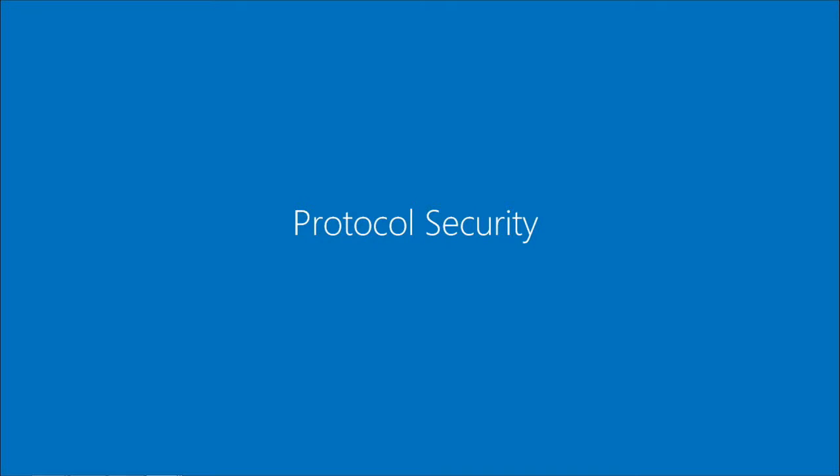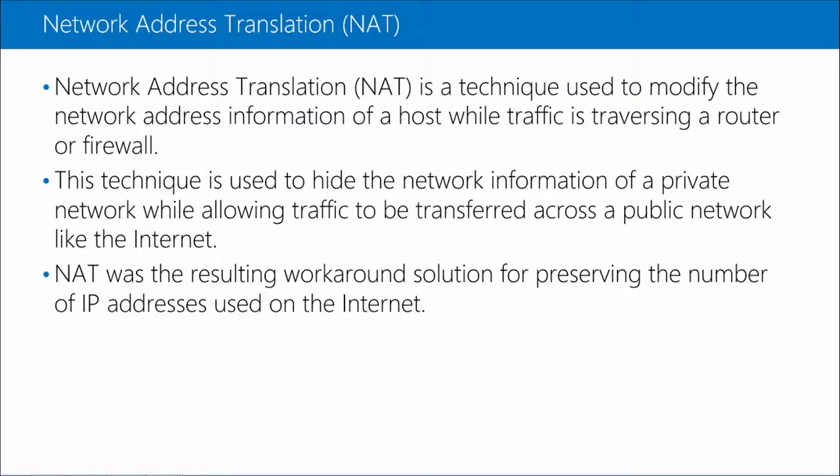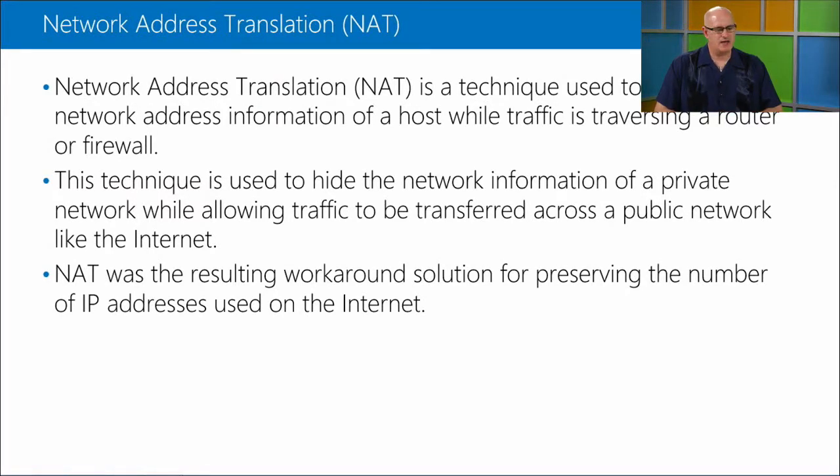So after routing, we talk about protocol security, multiple levels here. One level is network address translation. This is as much address expansion as it is protocol security. It's a technique used to modify the network address information of a host while traffic is traversing from a private network to a public network. Techniques used to hide information of a private network can be.